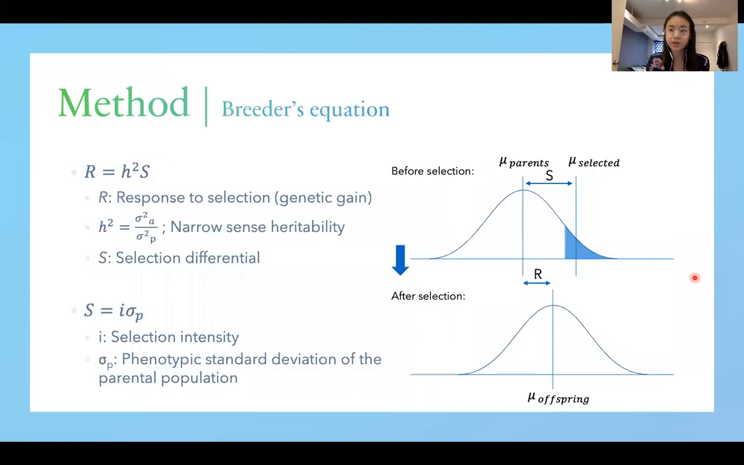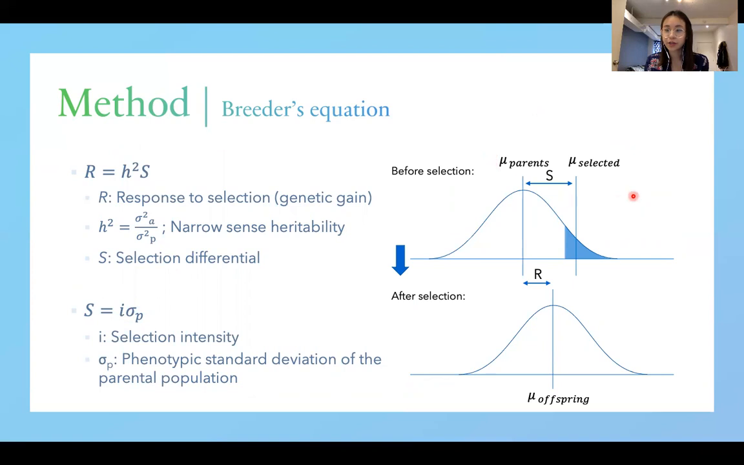So before I continue, I thought I'd talk a little bit about an important concept in quantitative genetics, and that is the breeder's equation, where the response to selection or genetic gain is influenced by the heritability of the trait and the selection differential. The selection differential is then influenced by the selection intensity as well as the phenotypic standard deviation of the parental population.